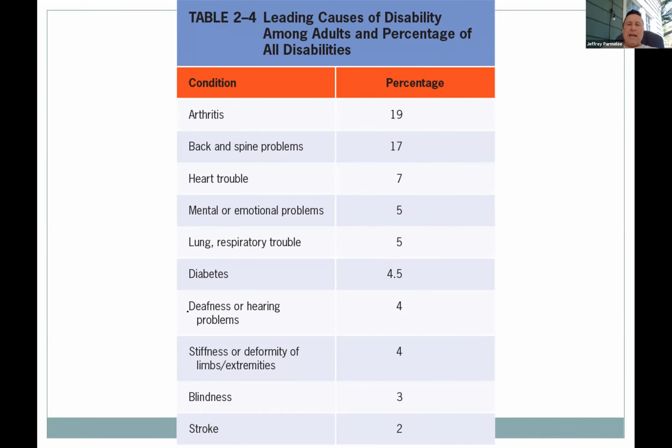All right, so looking at disability, again, you can use it as a measure, but I believe mental disabilities are underrepresented here. I think they're actually higher than this. But yeah, as you age, arthritis is very big, and of course, heart and lungs, because they're just major disease issues, deafness, blindness.